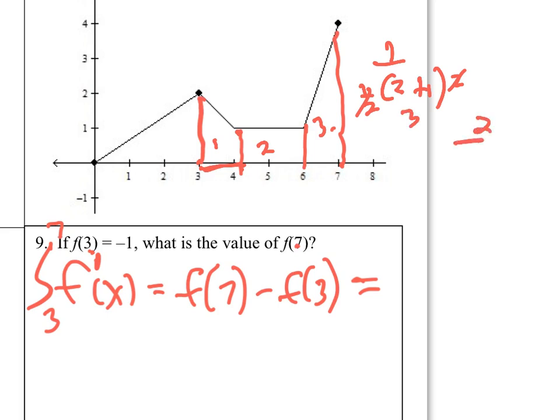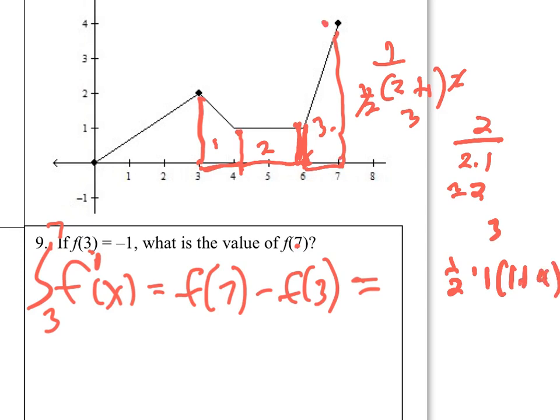Let me do piece number 2. Rectangle. Length is how much? 2. Height is 1. 2 times 1? 2. So that one is about 2. Part 3. This is my base 1. How high is it? 1. So it's 1/2 times the base, which is 1 plus 4. 1 plus 4 is 5 times the half? 2.5. Fine. So 2.5 plus 3 plus 2 is how much?